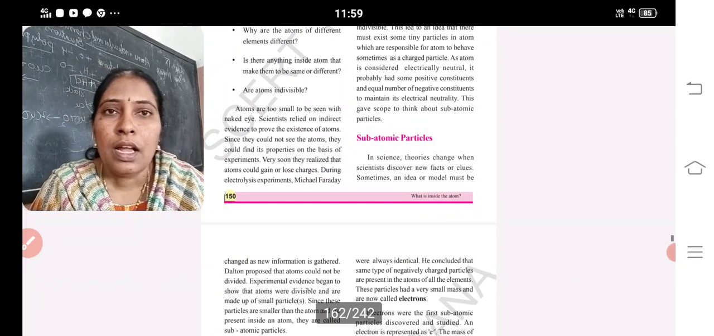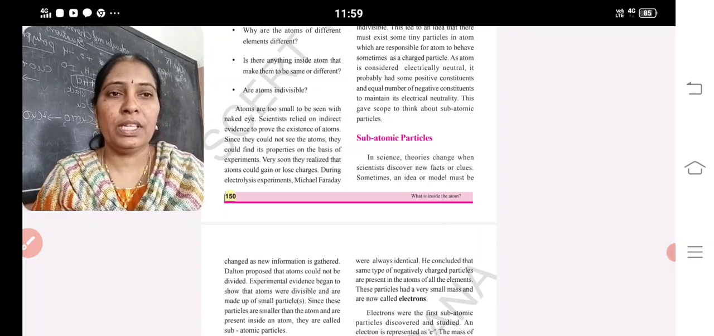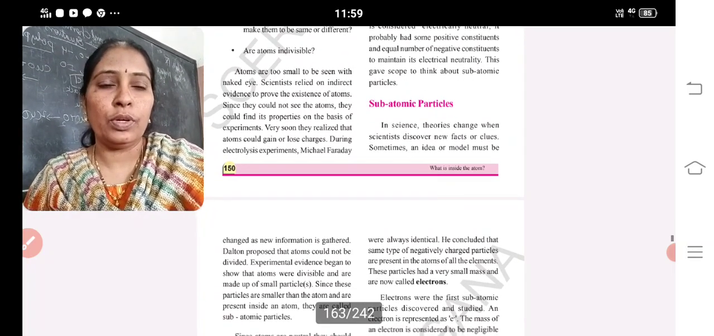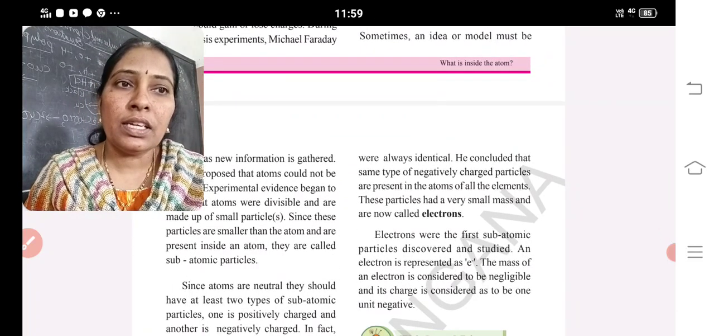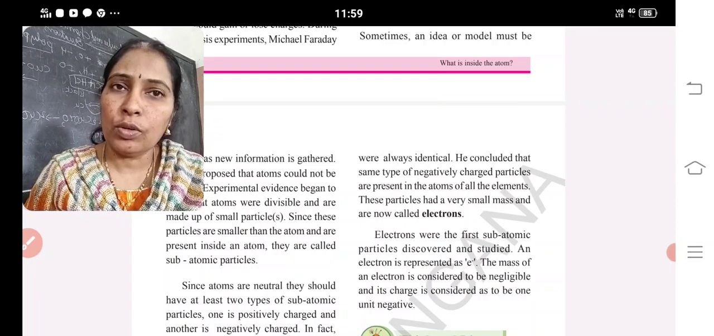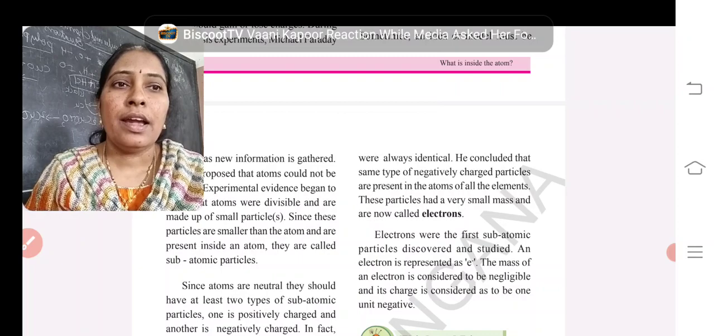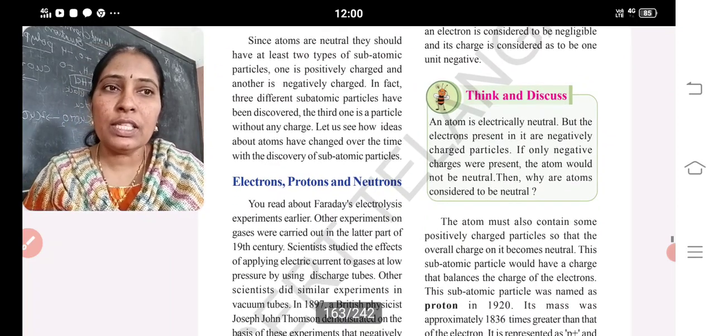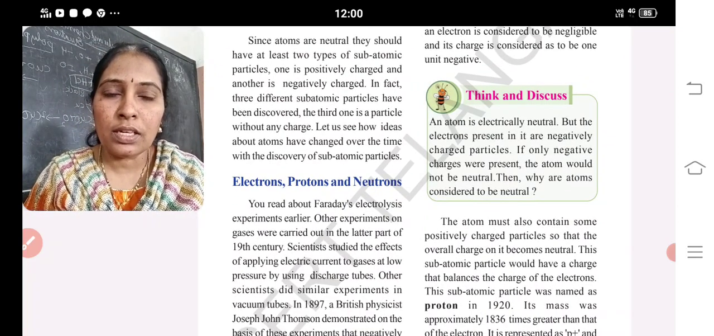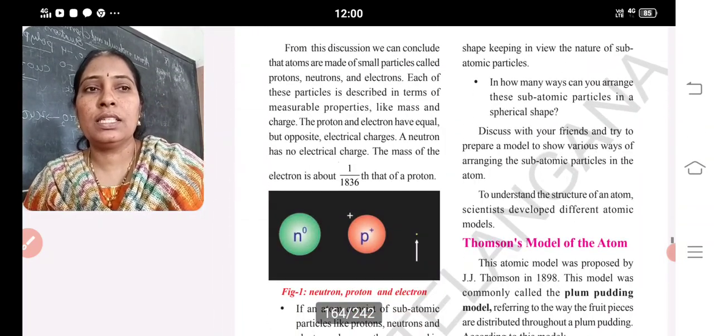So the particles of the atom are named subatomic particles, and we have many subatomic particles. Among them the most important are electrons, protons and neutrons. The particle which has a small mass and is negatively charged is said to be an electron, denoted by the letter e minus. A positively charged particle is known as a proton, denoted by the letter p plus. A neutrally charged particle is said to be a neutron, with no charge. So this is about electrons, protons and neutrons.